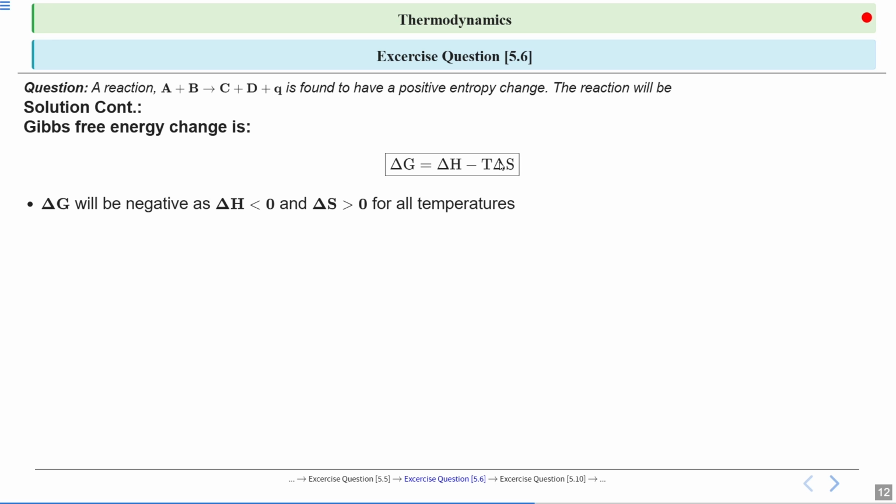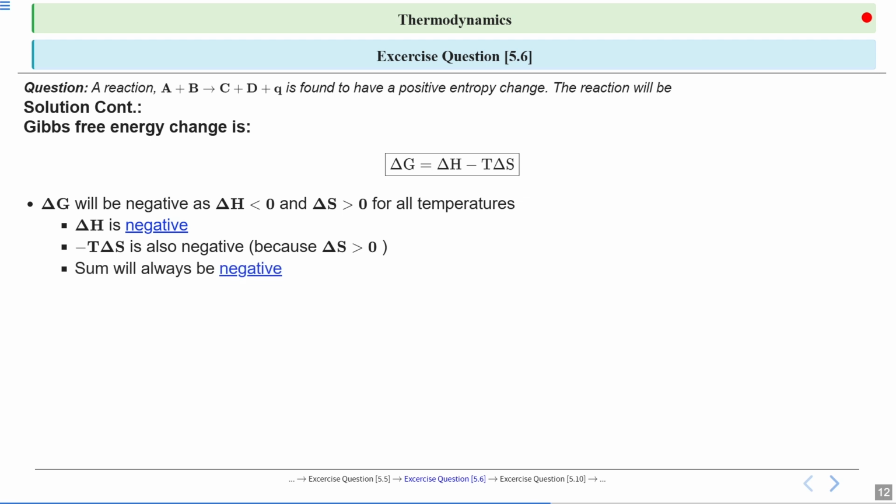And delta S is greater than 0, and we know that temperature can never be negative; it is very difficult to reach, or I would say it is hypothetical till date. So T delta S will be positive as a whole, but along with the negative sign, this whole thing turns into a negative part. So delta H is negative and the right side is also negative. If both are negative, the sum will always be negative. Suppose you take minus 2 and minus 3, what do you get? Minus 5. You can take any terms with a negative sign, add both of them, and you will always get a negative sum.